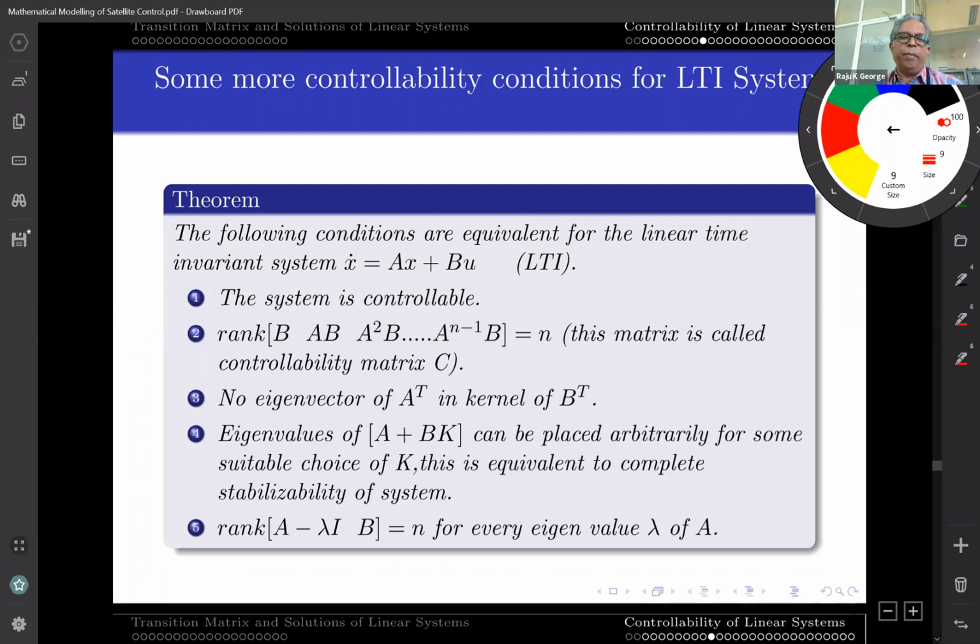Also, no eigenvector of A transpose is in the kernel of B transpose. That's another equivalent condition for controllability. Or eigenvalues of A plus BK can be placed arbitrarily for some suitable choice of K. This is equivalent to stabilizability. Or the rank of [A minus lambda I, B] for every lambda being an eigenvalue of A. If this rank is n, then also the system is controllable. Under any one of these equivalent conditions, the LTI system, linear time invariant system, is controllable.